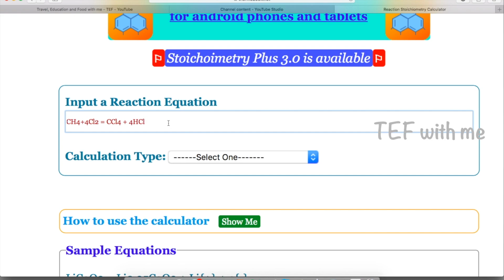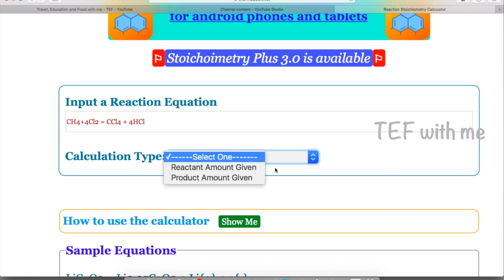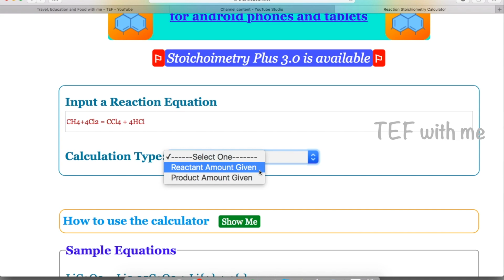Suppose you do not know how to balance the equation, it will show that you are typing the wrong equation. See, now I have given the balanced equation so that we can choose the calculation type, that is reaction amount given and product amount given. Suppose you want to take the reaction amount, meaning CH4 and Cl2, that is known as the reaction amount. Product amount means the products here, CCl4 and 4HCl. So if you want to calculate how much methane and how much chlorine, you have to choose reaction amount given.